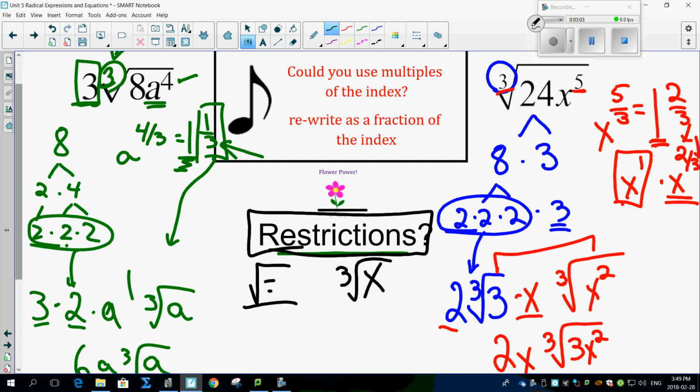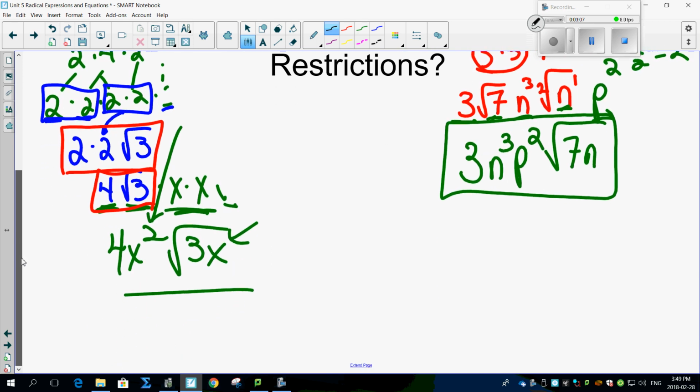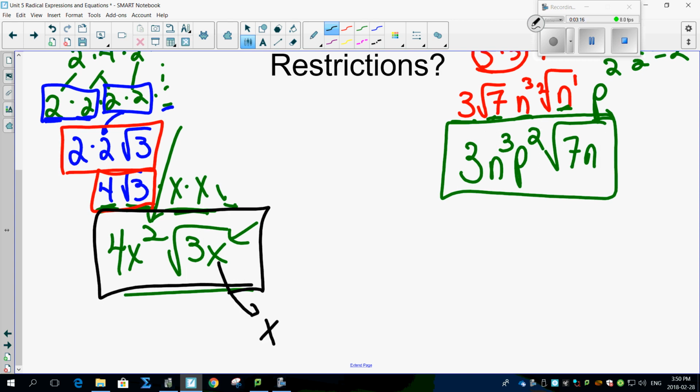So you won't see one in this one, but if you go back to the previous podcast, which was here, take a look at what you have as final answers. This was our final answer from the previous podcast. That x cannot be negative. It can't be a negative. So that's your restriction. You have to say, okay, that x can't be negative.